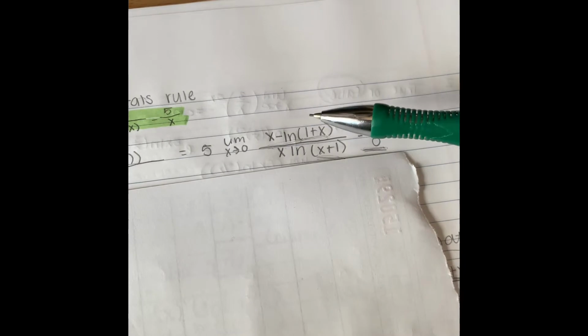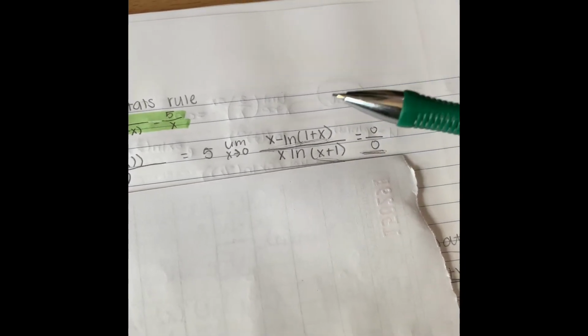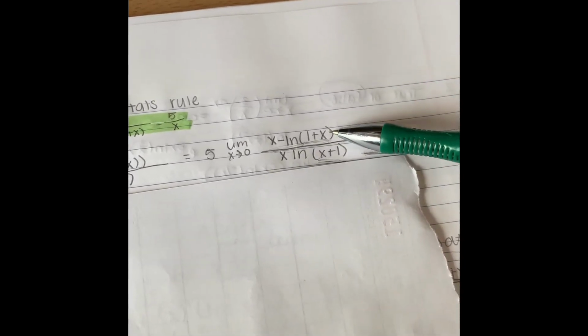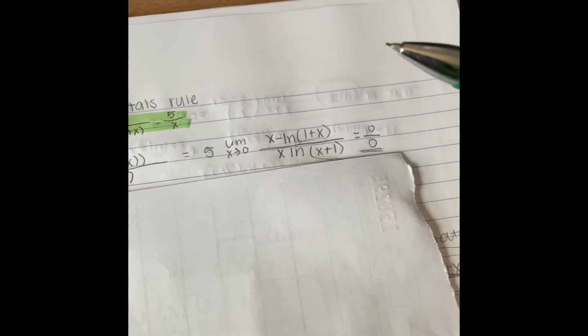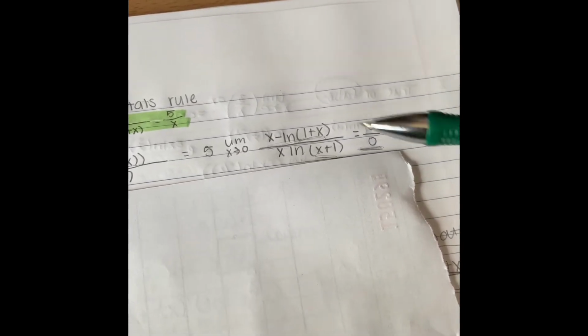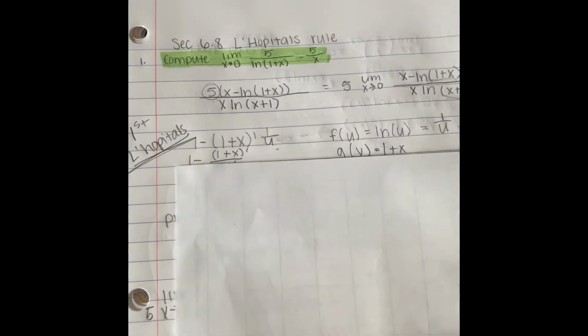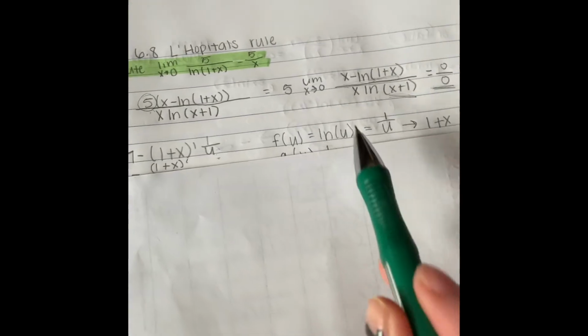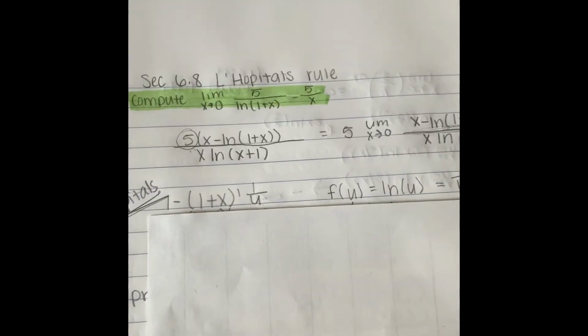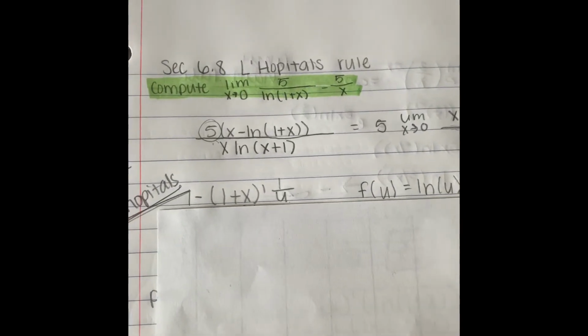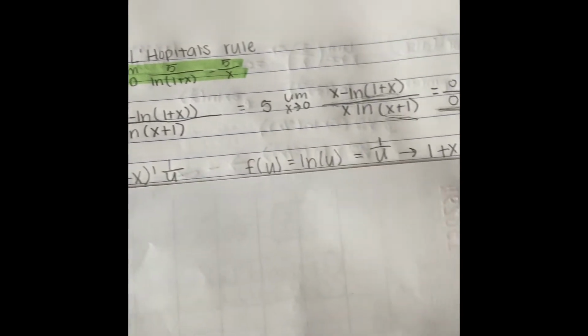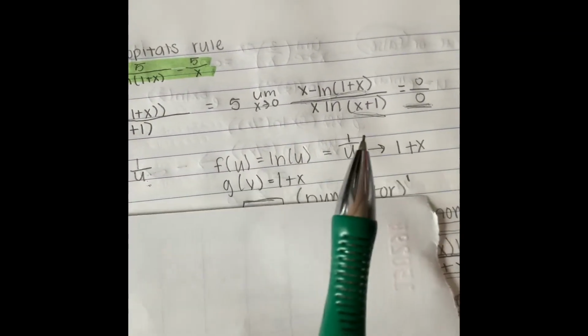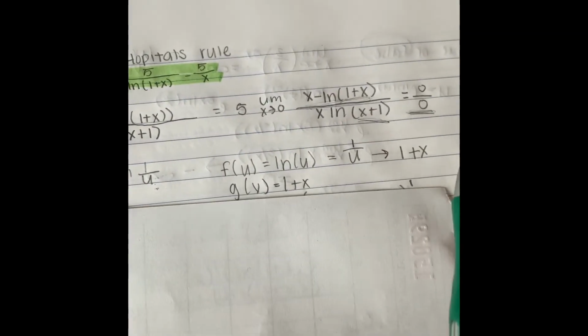L'Hopital's is just taking the derivative of the top and the bottom, so that when you do eventually go to plug in 0, you get something that isn't 0 over 0, so you get whatever your answer is going to be. So first you have to take the derivative of this top one, this numerator section, and you get this. This 1 over u came from the chain rule over here, or u substitution, not chain rule.